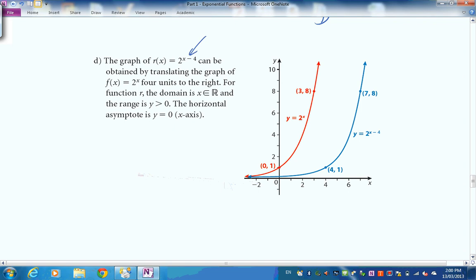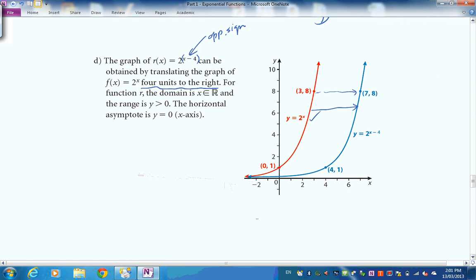Well, instead of the x term, we've put x take 4. So that means we're translating it 4 units in the x direction. Remember, it's the opposite sign to that constant that is the direction of the movement. So here, 2 to the x has been moved across 4 units. 3/8 becomes 7/8, and so on.